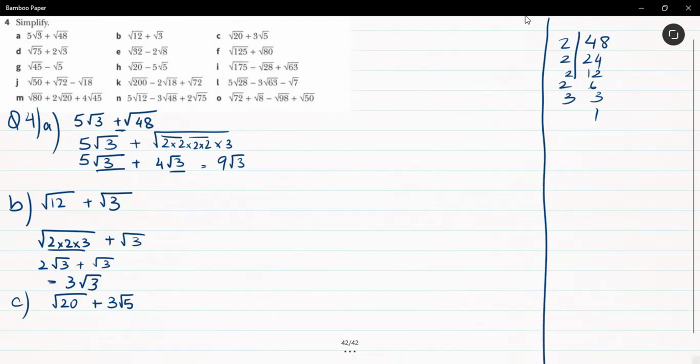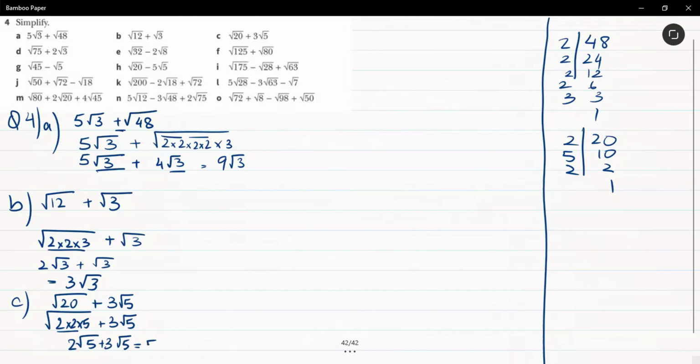Okay, simplify √20. So we have 2 tens are 20, 5 twos are 10, and 2 ones. So we have √(2 × 2 × 5) + 3√5. Actually, this 2 is making a pair, so we have 2√5 + 3√5. What's 2 plus 3 equals to? It's 5√5, and that's our answer for part C.